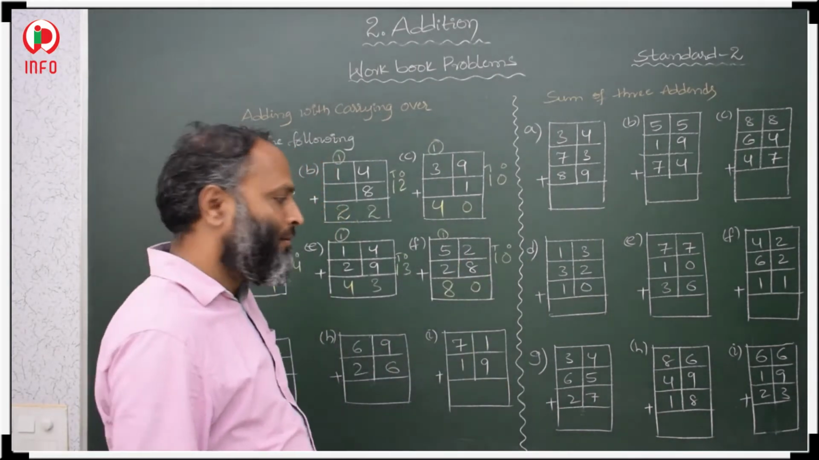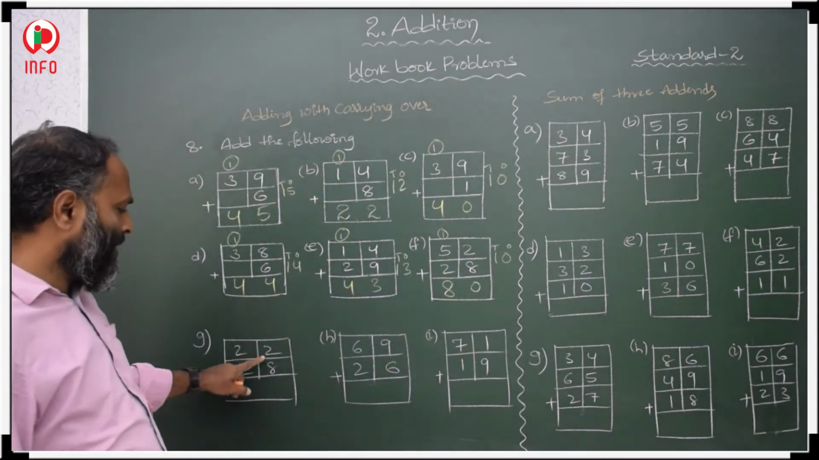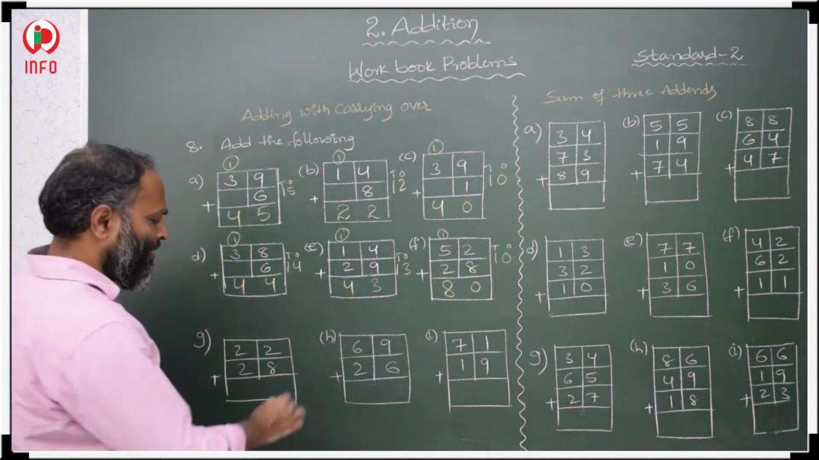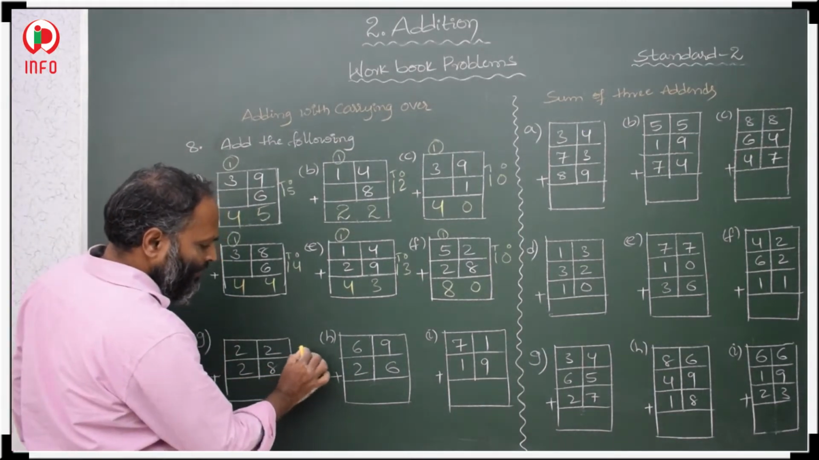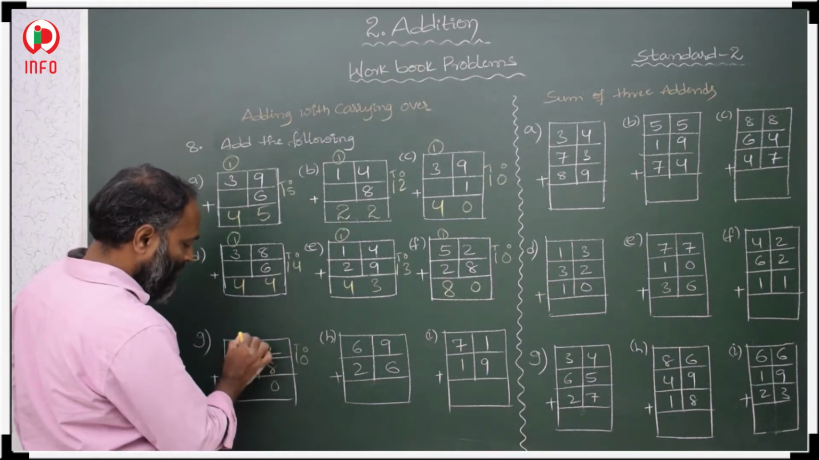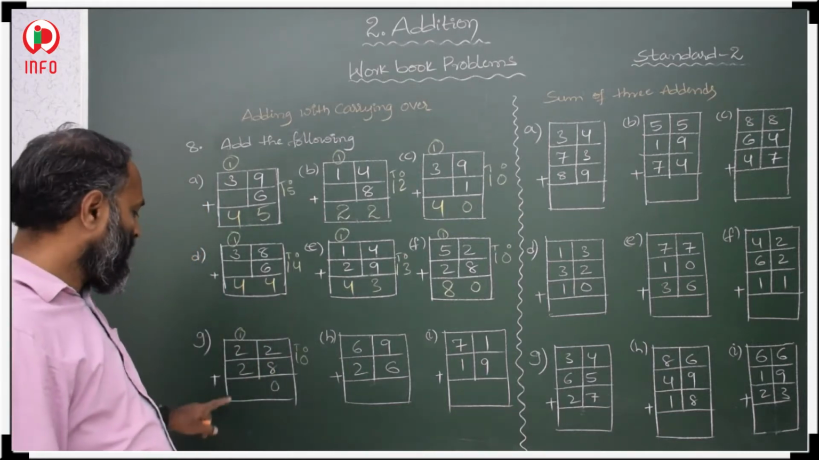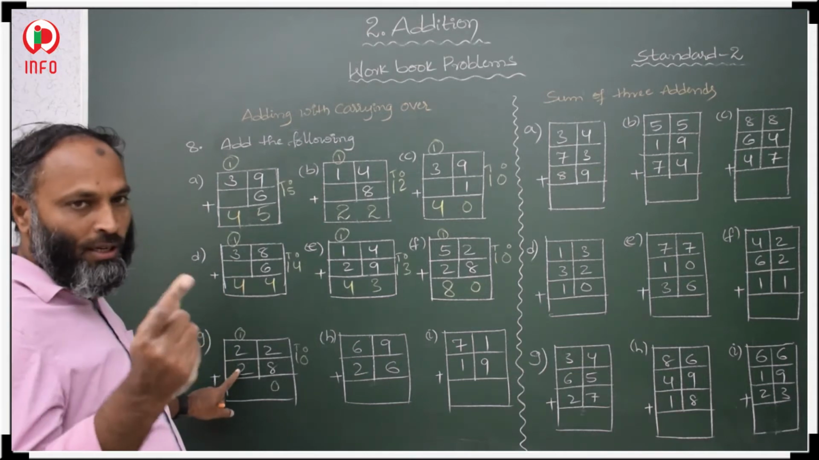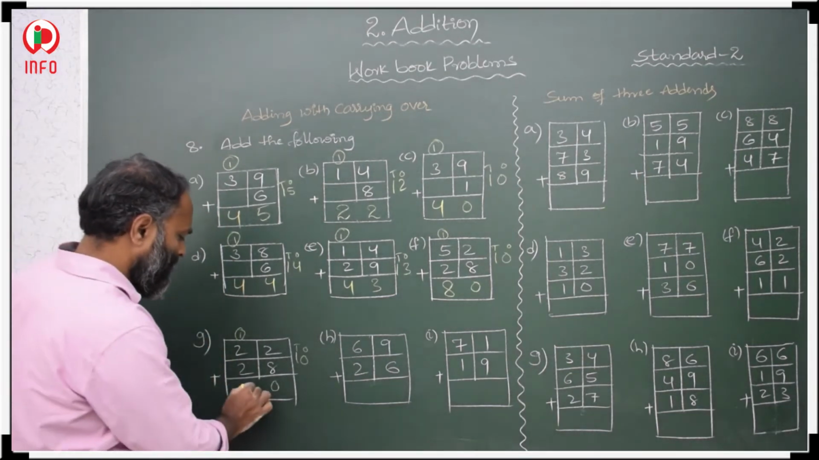8. Now 8 plus 2, 8, 9, 10. Then 10. This is in the ones place, this is in the tens place. Ones place we keep 0 and tens place we have to take 1. 2 plus 2, 2, 3, 4. 4 plus 1, 5.